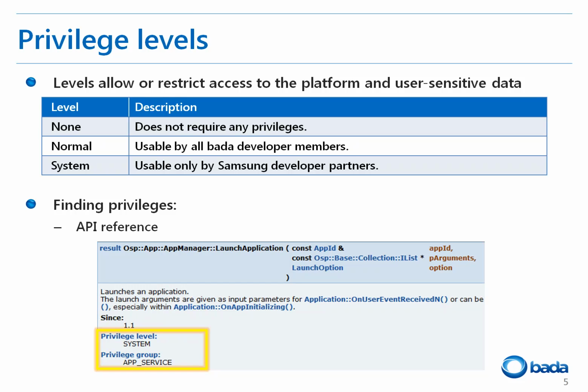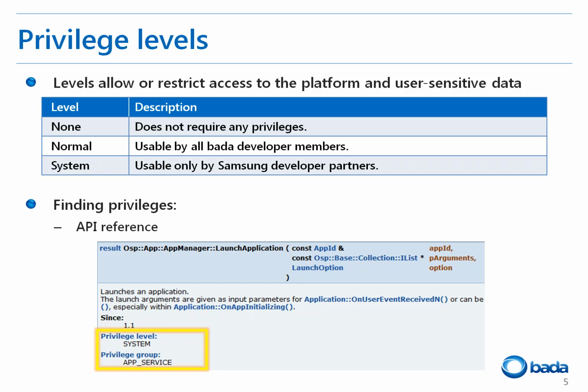We have three categories of API access levels, i.e., for some APIs, users or developers do not require any privilege levels. Then, there are some APIs that are usable by all bada developer members, and some are only usable by Samsung developer partners. The privilege level defines the developer membership level required to have access to the particular API and must be declared in the manifest file of an application that uses this method. The privilege group means its predefined collection of privileged APIs that can be assigned to the application to allow it to call privileged APIs.